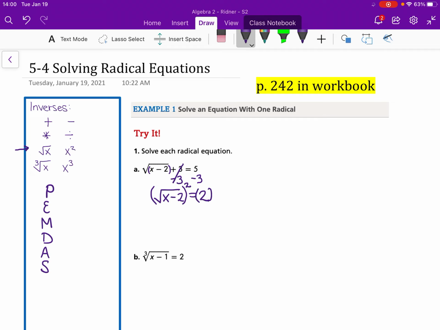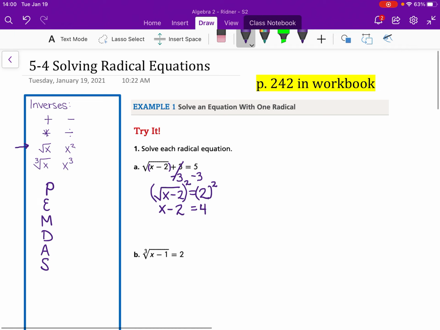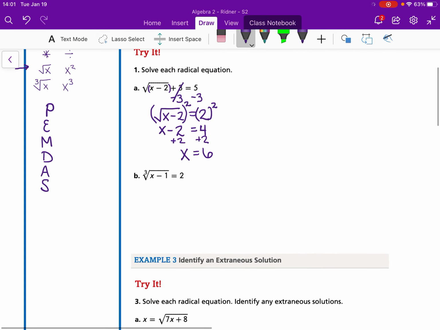Now, if I do something to one side of the equation, I must also do it to the other. So I get x minus 2 equals 4. Add 2. So x equals 6. The second one works pretty much the same. What undoes a cube root though is cubed, so I would cube each side. That's the only difference here. So 2 cubed is 8. I add 1 and get 9.